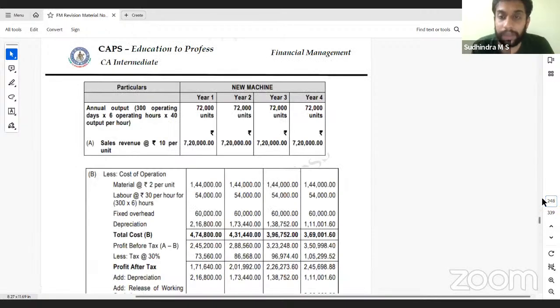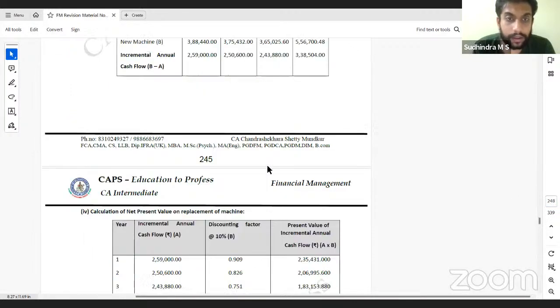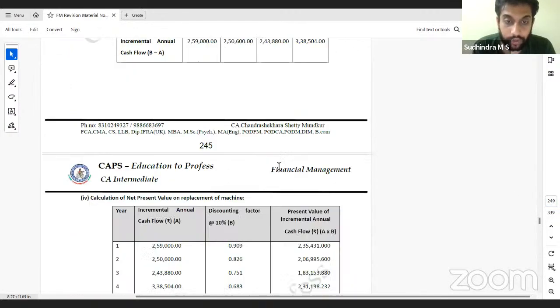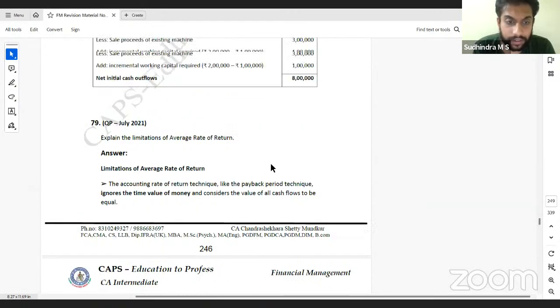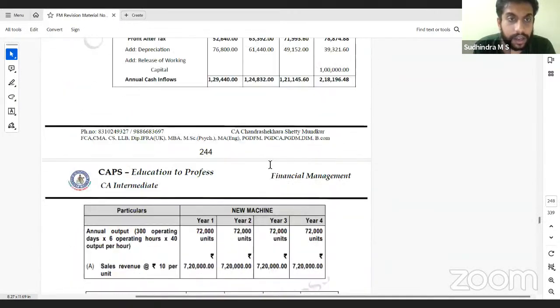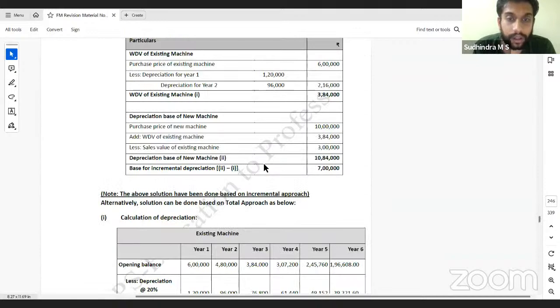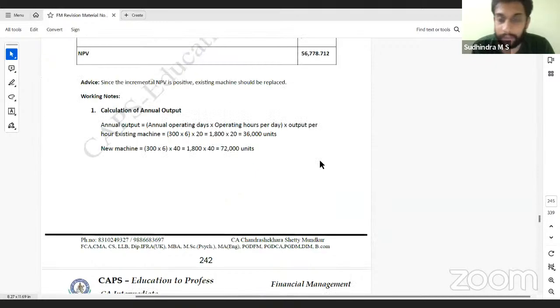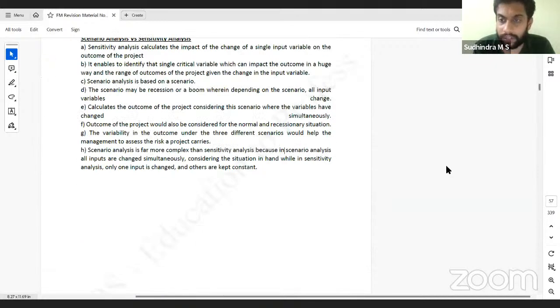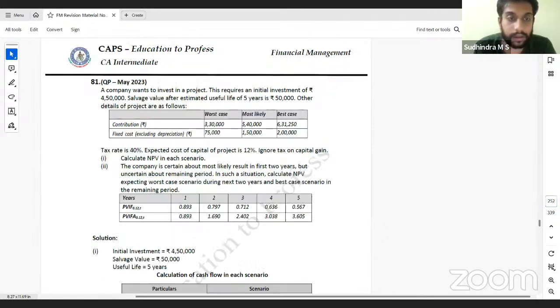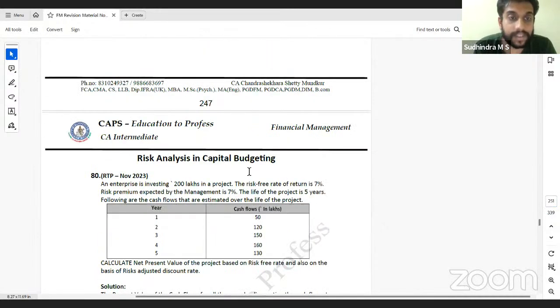First, we look into our RTP. 2023 RTP. Where is this? Page number. Anyone can help me with the page number? I think I missed it. 248. Yes, I got it.